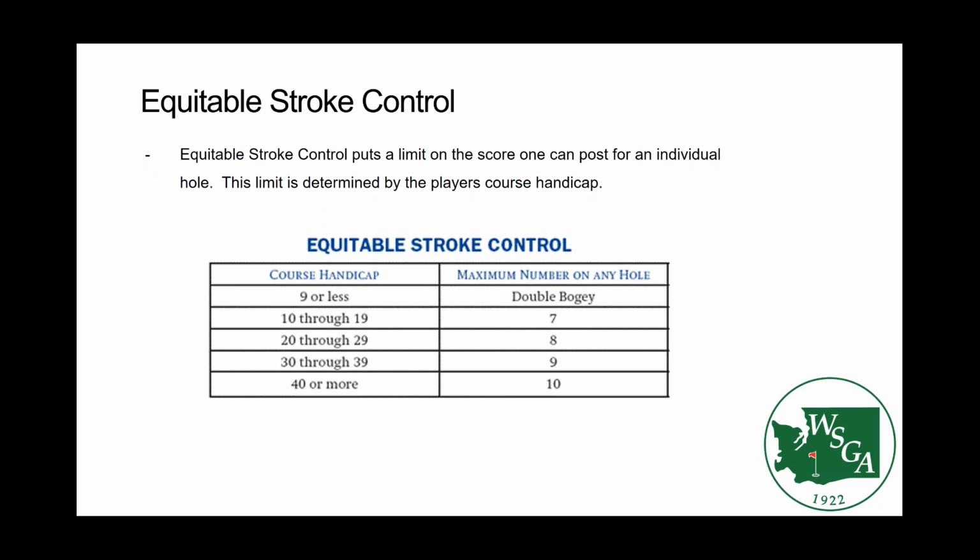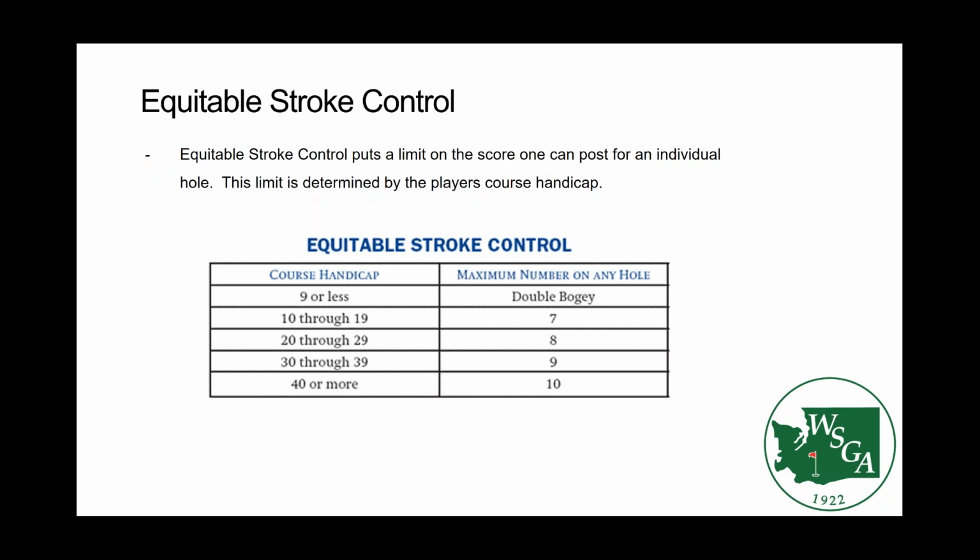while you can use that score in your tournament for scoring, you would not post that amount. The most you would post is a 10 if you're a 40 handicap. If you're a 17 like myself, you would only post a 7 at max. No matter how high your hole score is, it would reduce down to whatever number equals your course handicap.